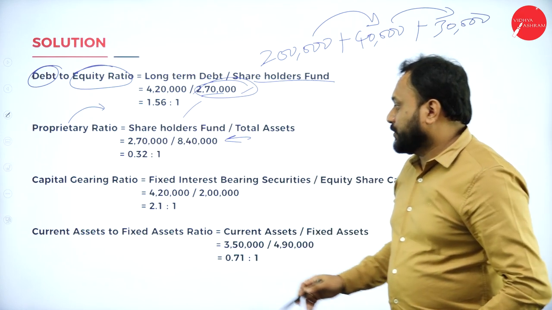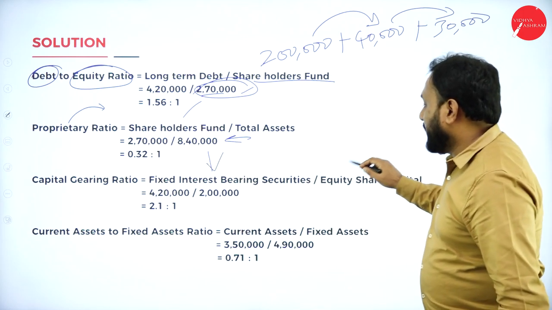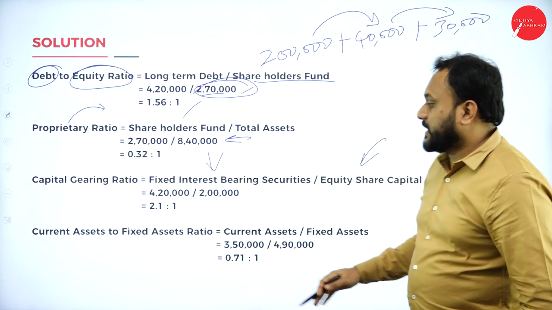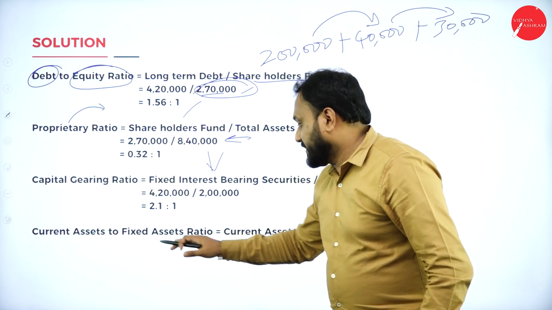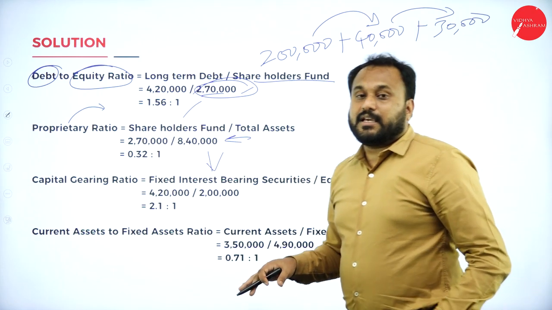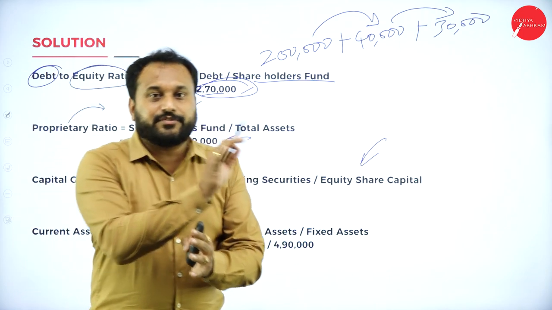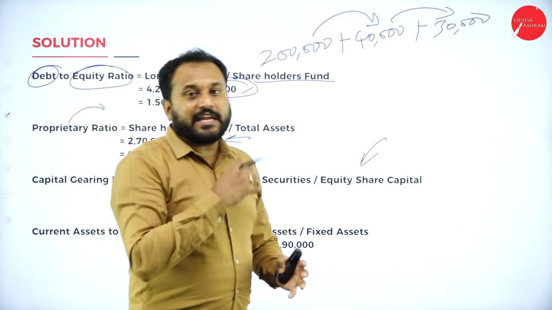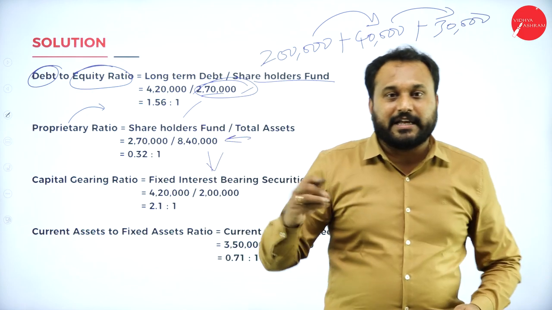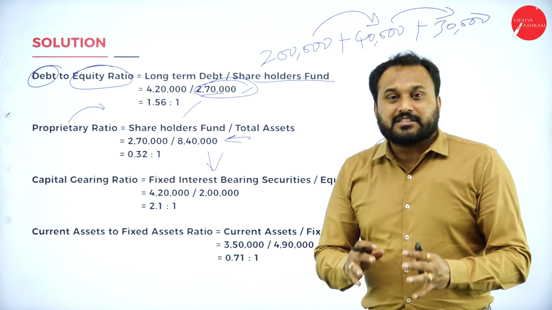Capital gearing ratio is what? Fixed interest bearing security divided by equity share. And the last one is current assets to fixed. If you know the combination, that is, for which question which formula, then easily we can take it from each and every problem and put it there. This is what you are supposed to go with.